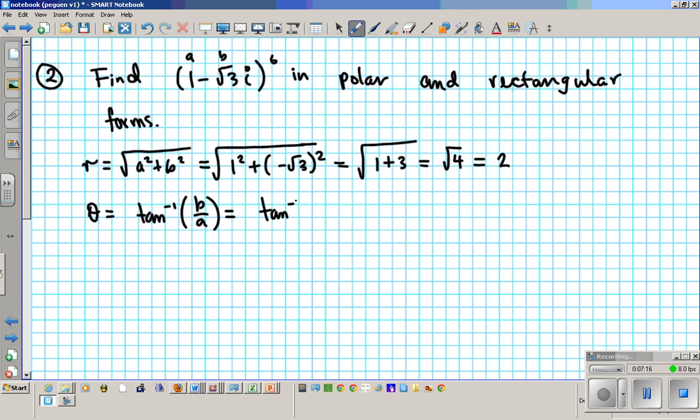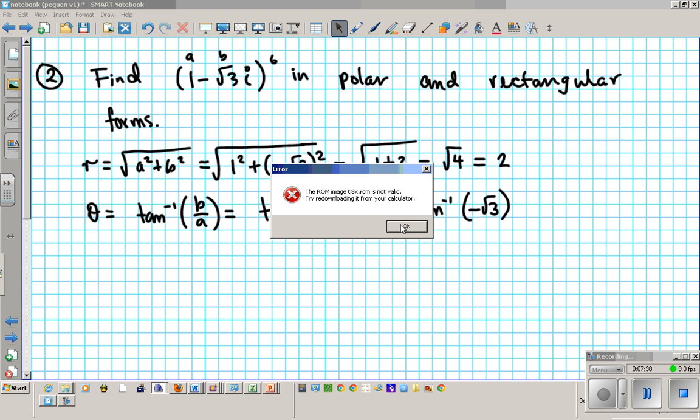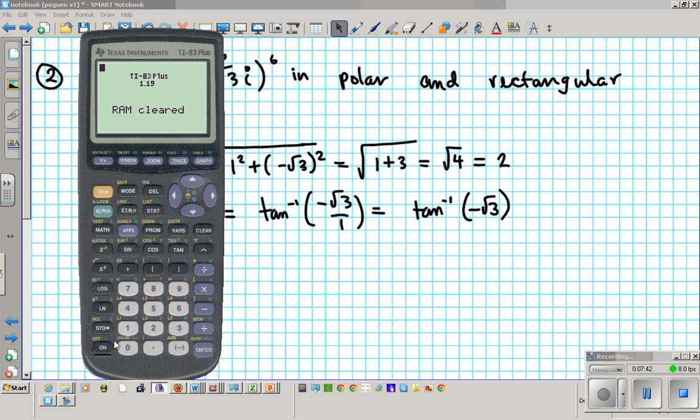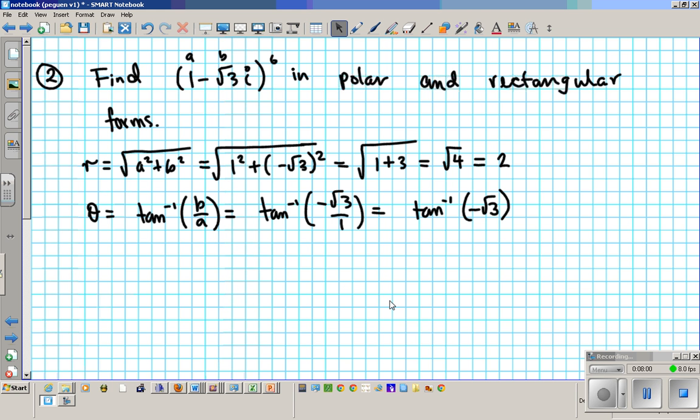Now theta is the inverse tangent of b over a, or y over x, okay? So in this case, theta is going to be the inverse tangent of negative root 3 divided by 1, which is simply the inverse tangent of negative root 3. Anything divided by 1 is just that thing, right? 1 is an identity under division. So let's see what the inverse tan of negative root 3 is. Let me make sure my mode is in degree form. We're going to have our answer in a degree angular measure. So the inverse tangent of negative square root of 3 is going to yield negative 60. So theta is going to be negative 60 degrees.